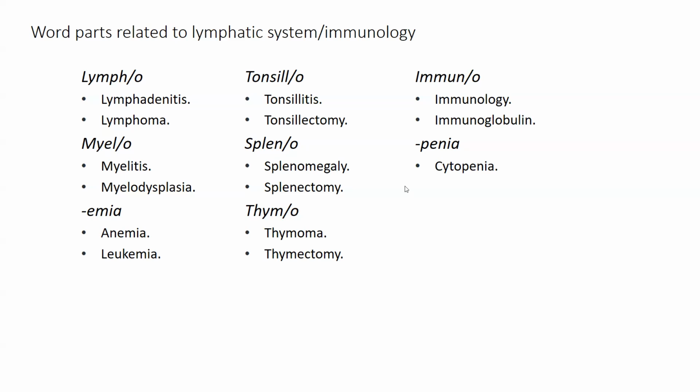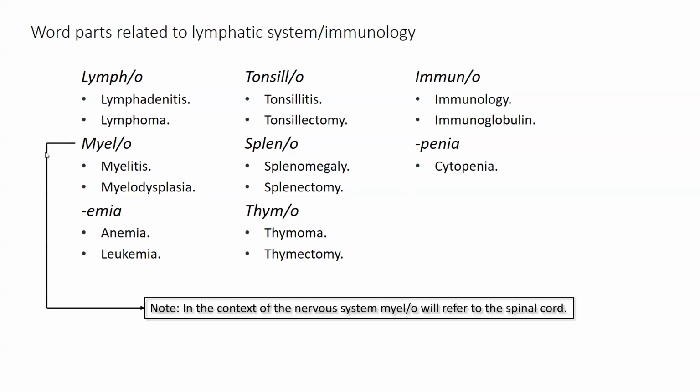Just to remind you, myelo in the nervous system chapter referred to the spinal cord. So again, this is one of those context-specific roots. You need to know what system you're talking about, whether it means bone marrow or it means spinal cord.